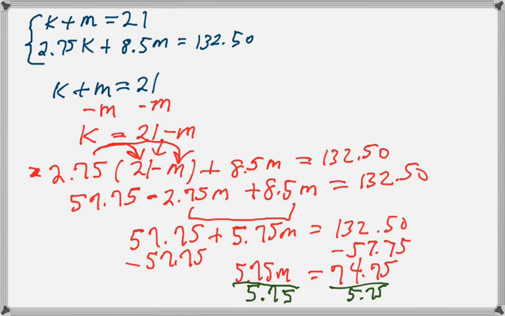So we have 74.75 divided by 5.75, which equals 13. So M equals 13. So there were 13 coffee mugs purchased by the manager. So if we purchase 13 coffee mugs, and we know K plus M equals 21, that means 8 keychains were purchased. But the question here is just asking us for the number of coffee mugs, which is 13.